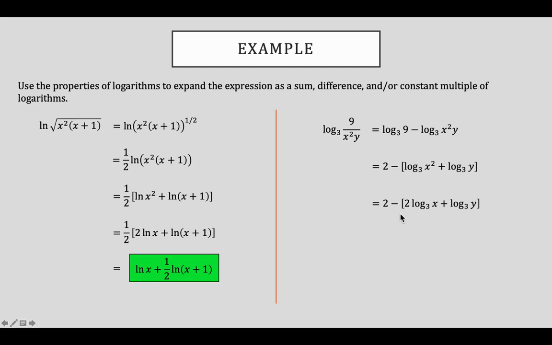And to get our final answer here, all we have to do is distribute our negative to each of our terms. Again, simplify. 2 minus 2 log base 3 of x minus log base 3 of y is our final answer. All right, so there you have it, using the properties of logarithms to expand a single logarithm into multiple logarithms. In the next video, we'll be doing the reverse of this, taking multiple logarithms and condensing them into a single logarithm.